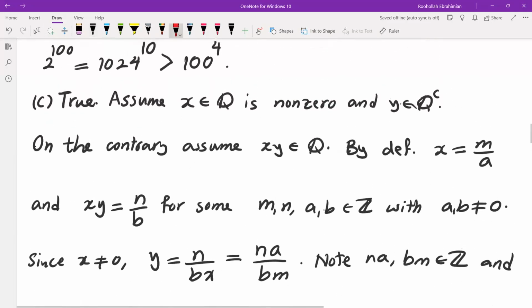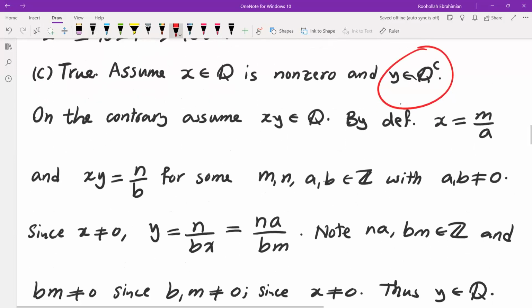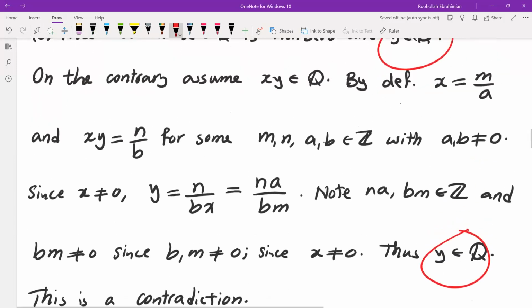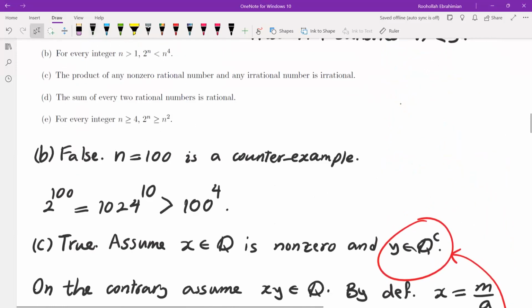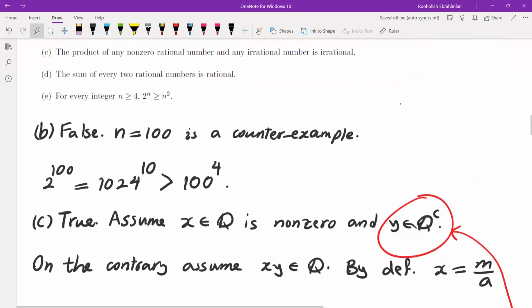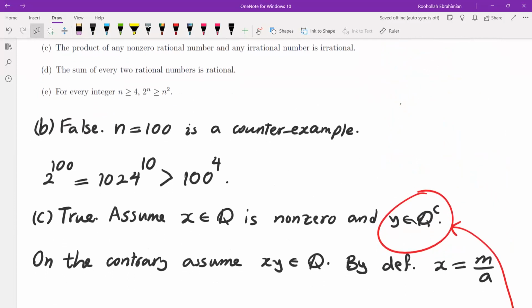So if you go back, we had assumed that Y is irrational, and we ended up getting that Y is rational. So these two are contradictory. Okay, so this is a proof by contradiction example.